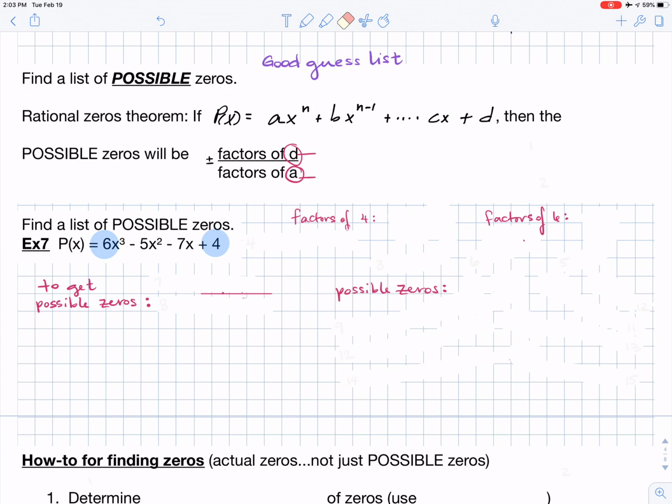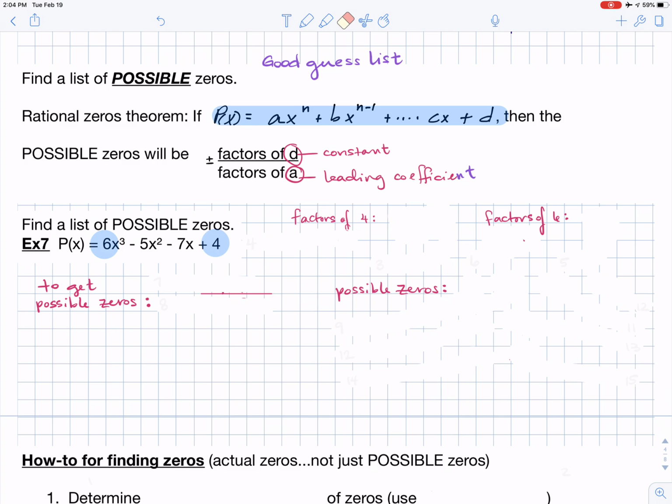Notice that what I have here is pretty geeky looking. This is just my normal polynomial. It might be a degree of 4, it might be a degree of 17. But it's just my normal polynomial. And if you want to find a list of good guesses, then what you're going to do is find the factors of D. We know that D is the constant. And then you're going to divide by the factors of A, the leading coefficient. And don't forget that you have a plus or minus out in front of that.